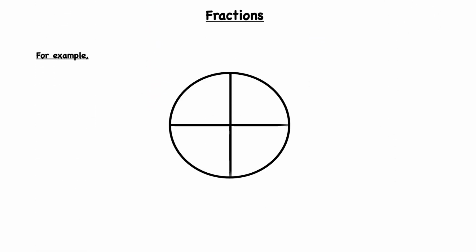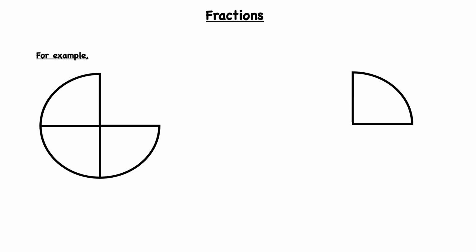Example 2. Now let's divide our circle into 4 equal parts. Let's look at the left section, which includes 3 parts. The numerator is 3 because we're talking about 3 parts. The denominator is 4 because the whole circle is divided into 4 equal parts. So the fraction for the left part is 3 over 4.